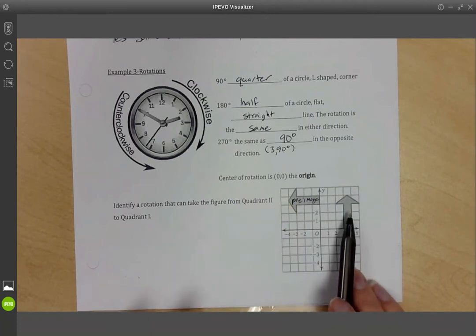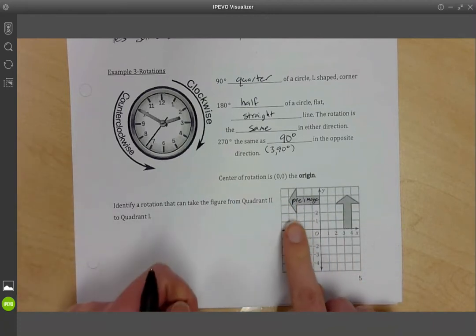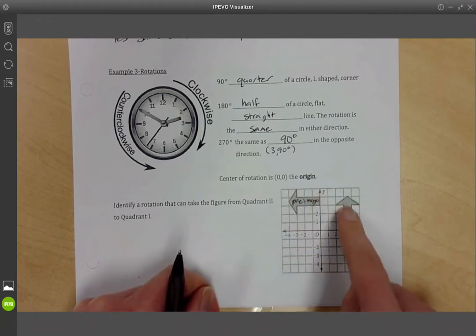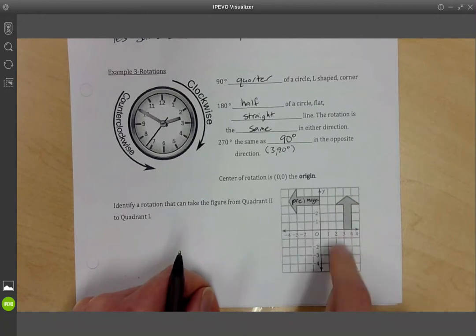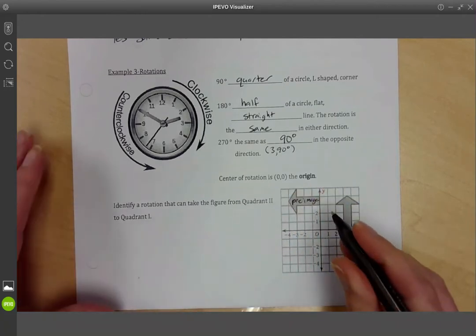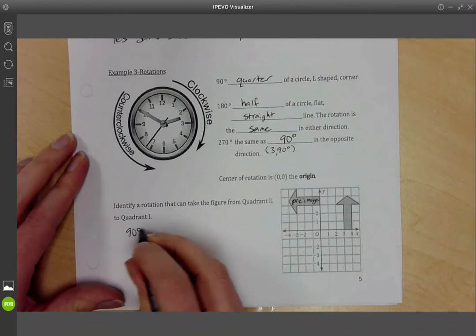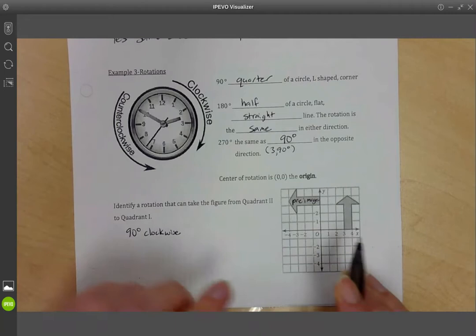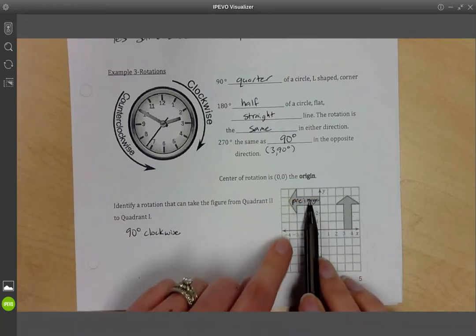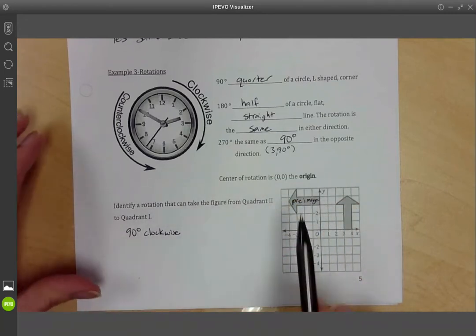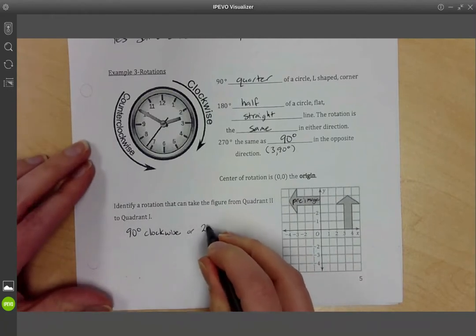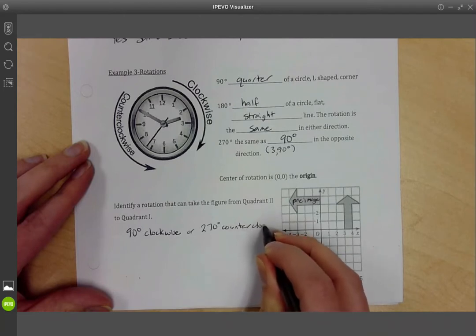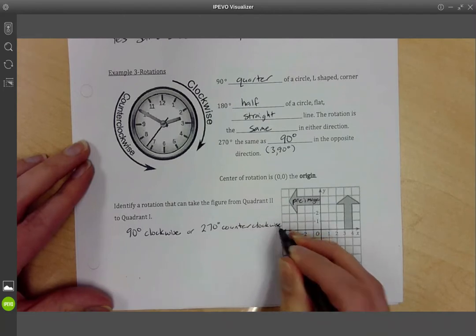Well, we have 2 different ways to describe that. I see that it's not gone 2 times around. It's only gone 1 time around. This is a 90-degree turn clockwise. And 90 clockwise would be the same as going 270 counterclockwise. Counterclockwise. That is a long word.